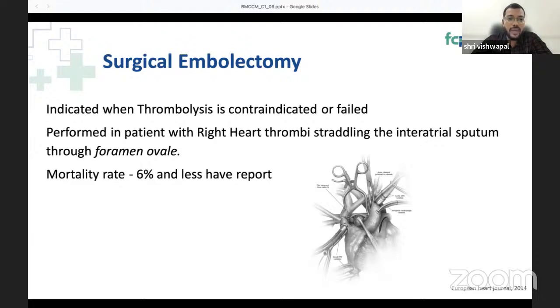It is performed in patients with right heart thrombi straddling the interatrial septum through the foramen ovale. A mortality rate of 6% or less has been reported.